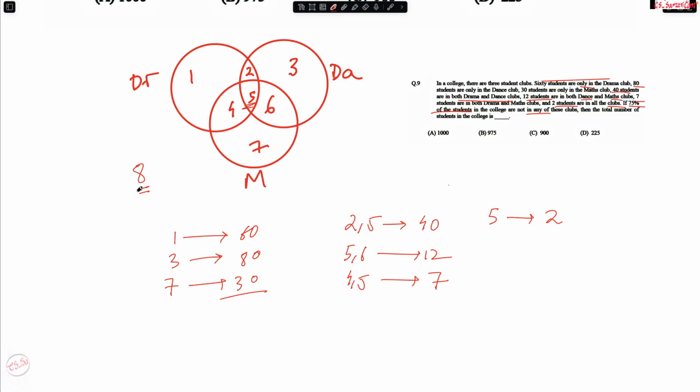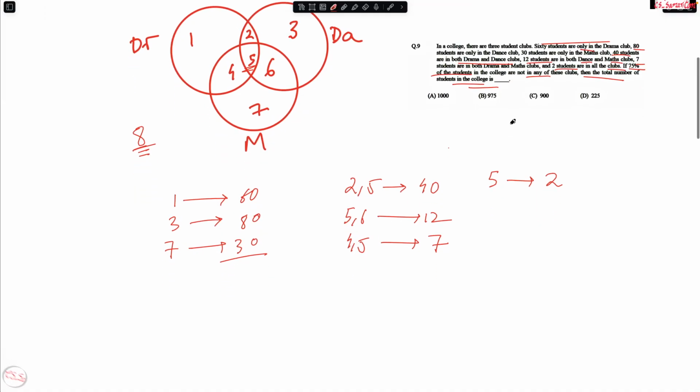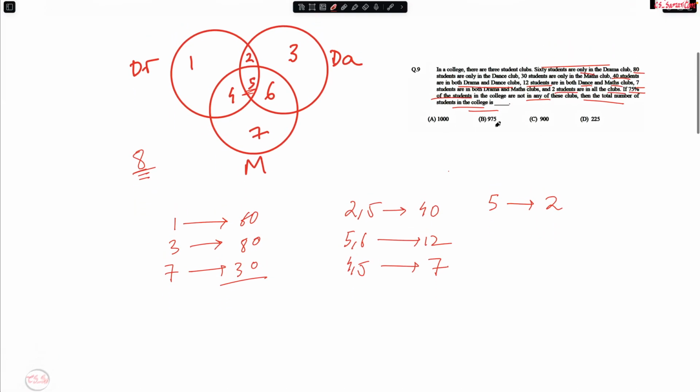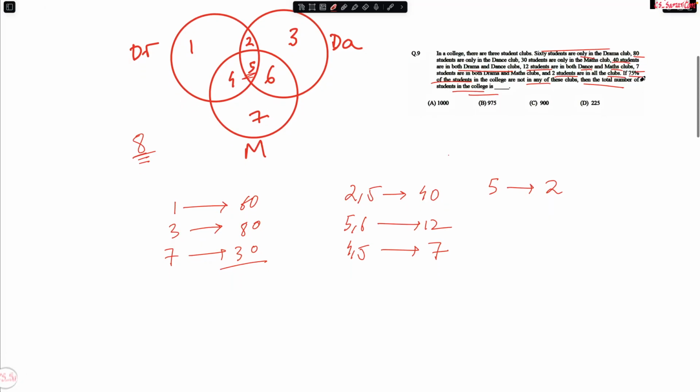This is information regarding the 8, right? Any of these clubs, the total number of students in the colleges, right? So once we have all this information, we can very easily solve the question. Why? Because 75% means that out of 100, 75, right? Out of 100 students, if 100 students were to be taken at random, 75 of them are not going to be part of any clubs, right?